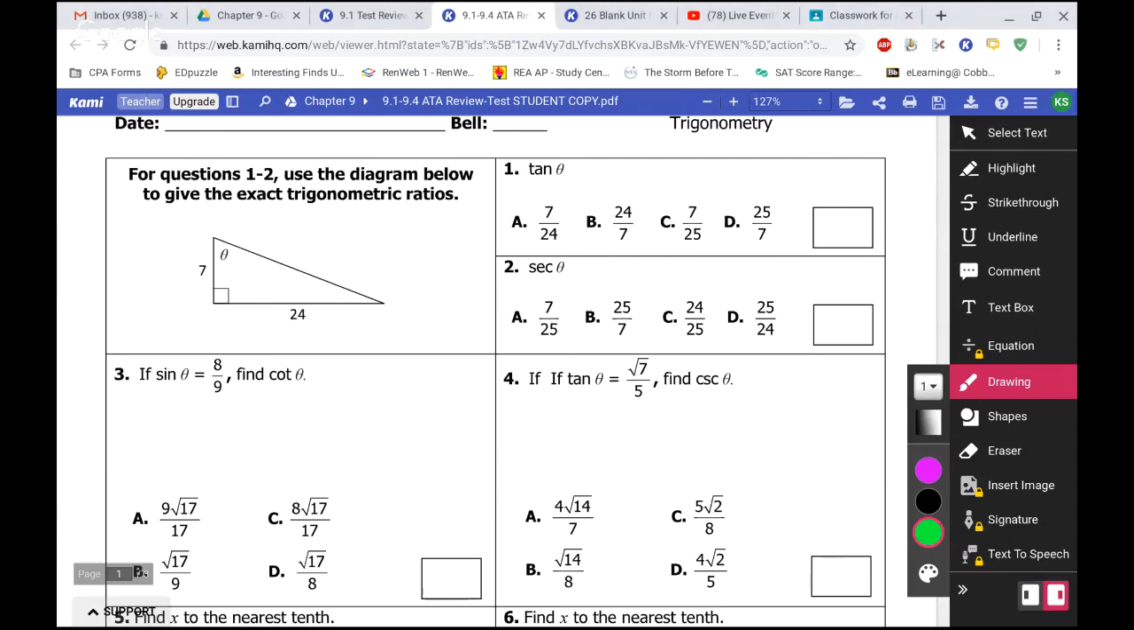Okay, I'm going to work through the Chapter 9 test review, the first 29 problems. Then I'll move to the angle of elevation worksheet. I've also been emailed about some questions on 9.3 practice A, so I will walk through that as well.